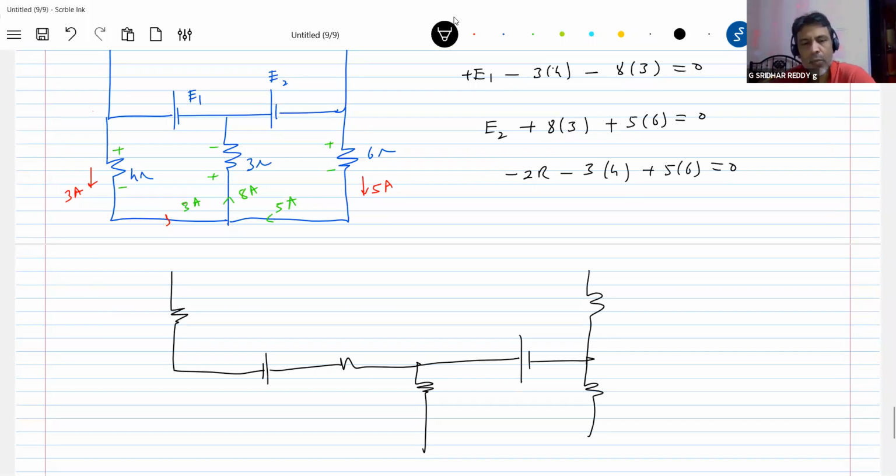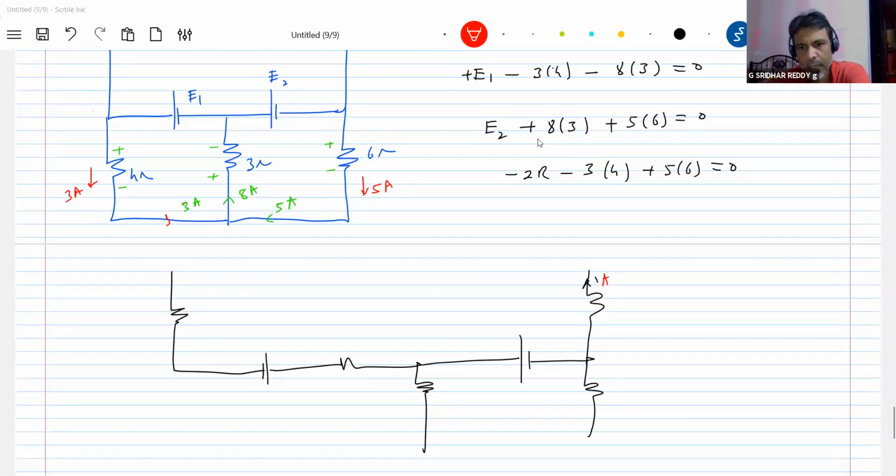If you get a negative voltage for a cell, then change the polarity, since we assumed it like this. If you get a negative current, then what should you do? You have to assume the current flowing in the opposite direction.